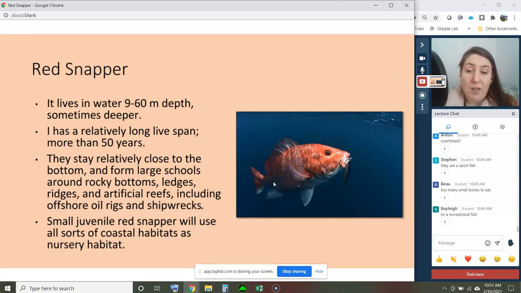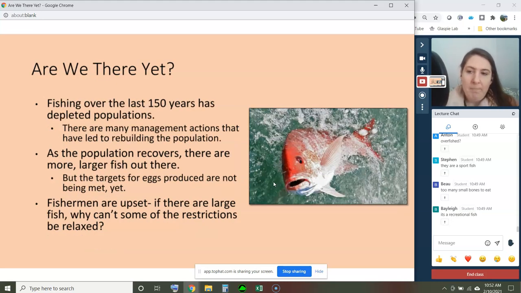So they're old fish. They are fairly bottom dwelling, so they stay relatively close to the bottom. They form large schools around rocky bottoms, ledges, ridges, artificial reefs, oil rigs, and shipwrecks. So these are locations that you would go to fish for red snapper. Small juvenile red snapper will also use all sorts of coastal habitats that we've talked about as nursery habitat, for instance seagrass beds and especially oyster reefs. And they're beautiful fish. And tasty, very tasty.